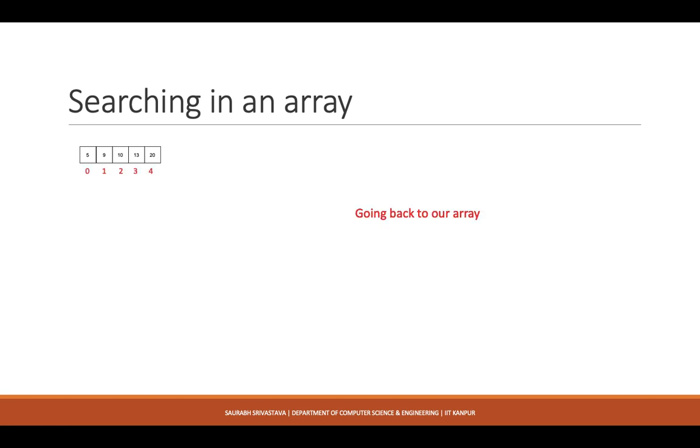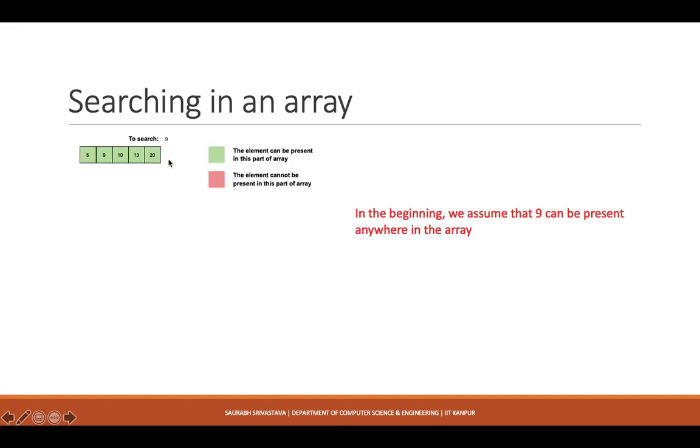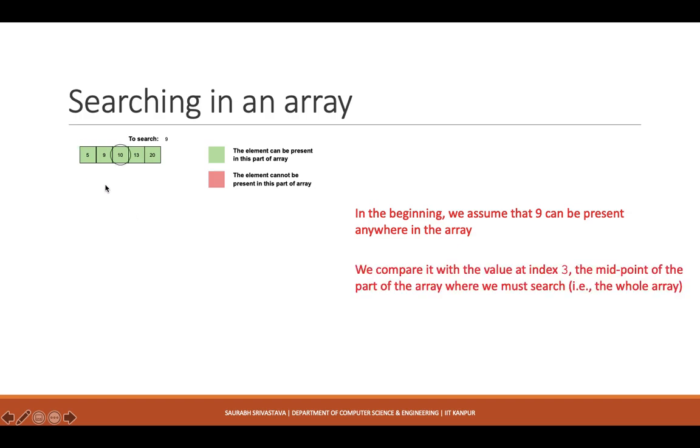So this is a very simple example. It's the same array that we've been using till now. Let's just assume we have to search 9 in this array. 9 is here. So in the beginning, the part of the array where the element can be found is essentially the whole array. Now what I do is, I just go to the midpoint, and this is 10. I check, okay, what is the relationship between 9 and 10. I realize that 9 is smaller than 10.